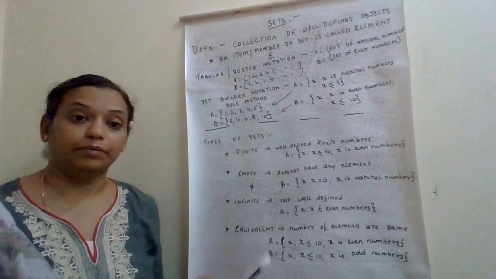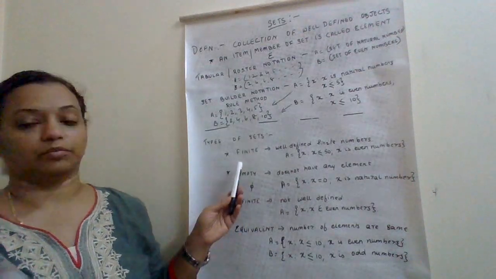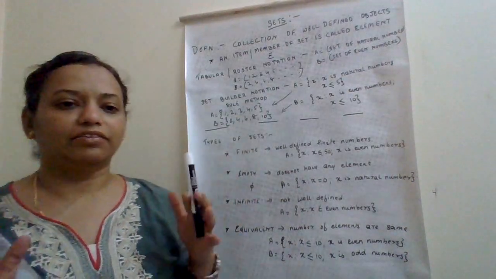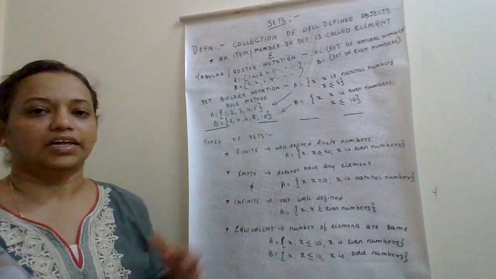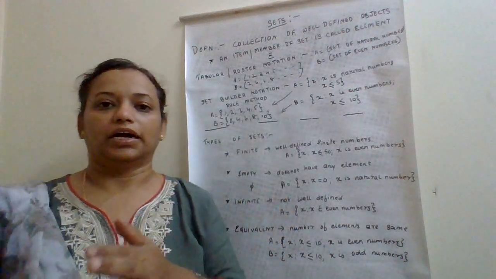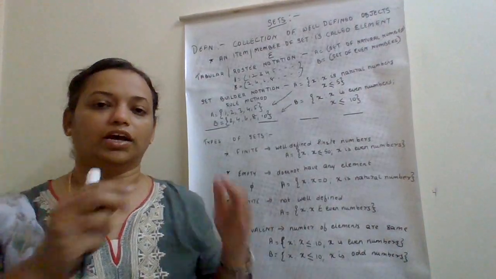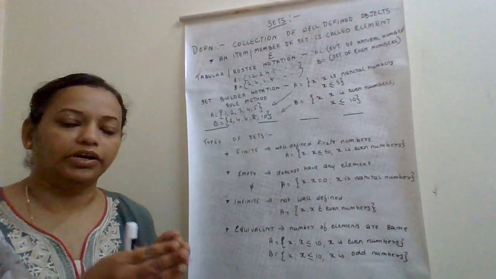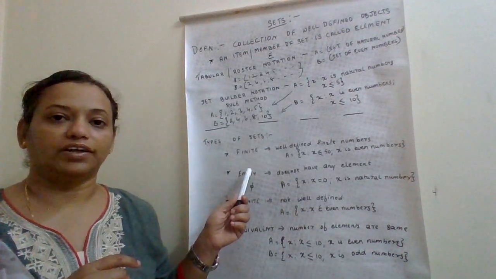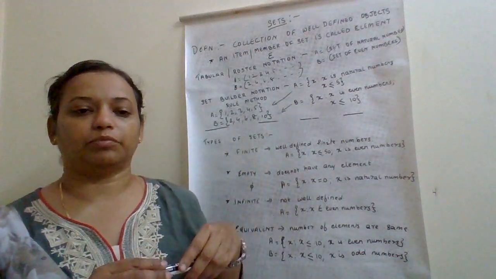Now there are different types of sets. First we shall discuss finite sets. Finite sets are those wherein there are well defined finite numbers. Means there is a starting point and there is an ending point. It doesn't go infinite, it doesn't go to infinity. There is a well defined start point and a well defined end point for it. That sort of a set is called a finite set.